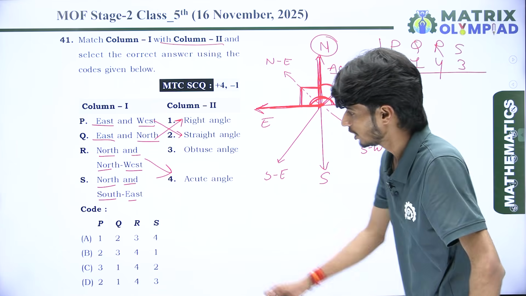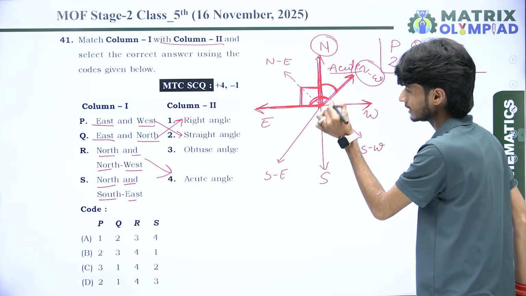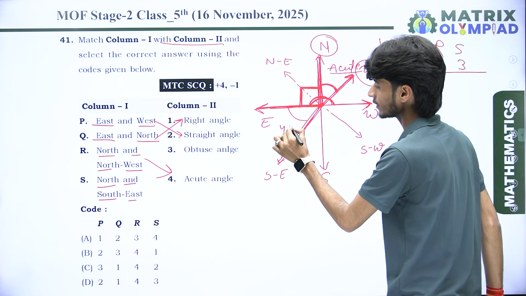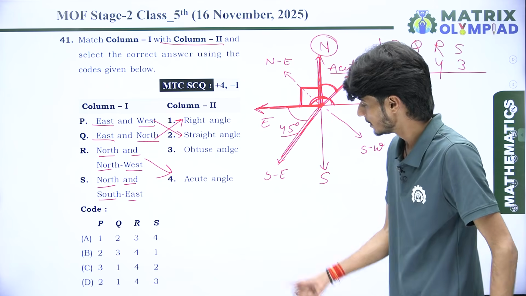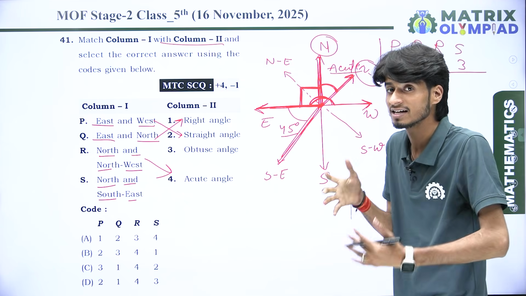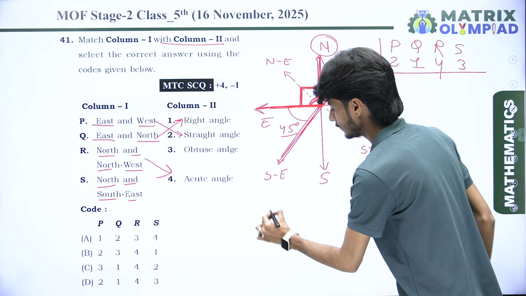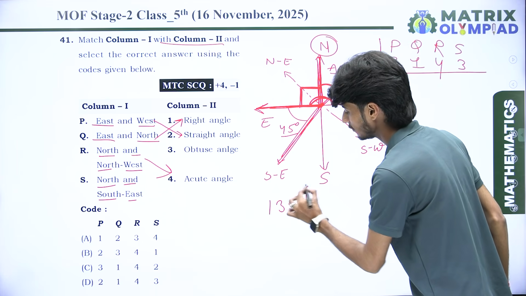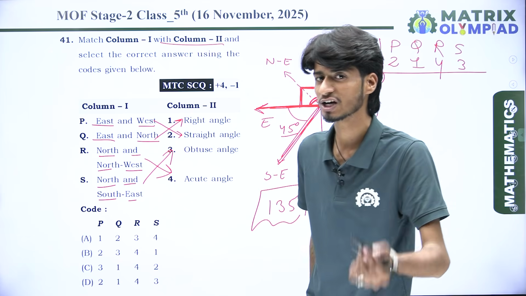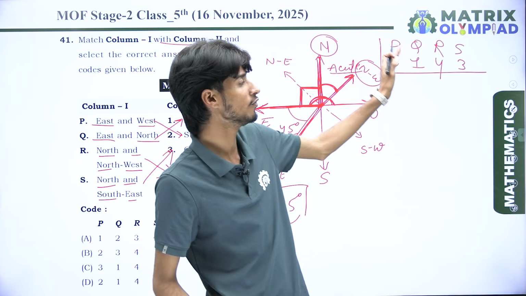Let's see north and southeast. See here, this is north. This is southeast. You know very well this is 90 and this is 45, because half of 90. Yes or no? Because southeast lies between east and south. So we say that the angle is half of 90 degrees. Then 90 plus 45 is equal to 135, and 135 is an obtuse angle. Then we say S represents an obtuse angle. So S matches with 3. So the final result is 2143.